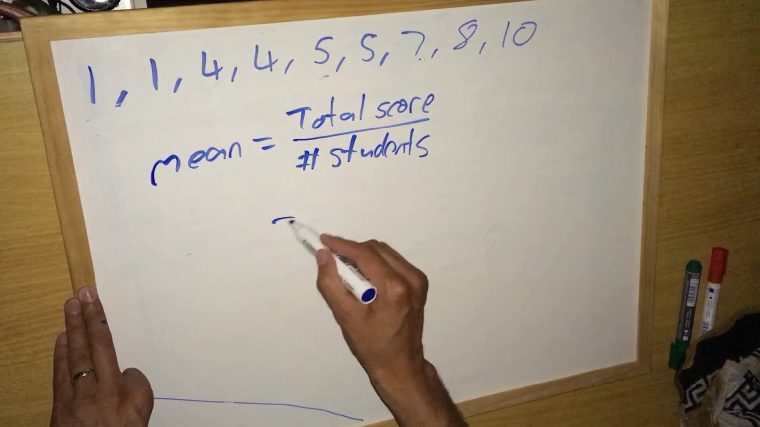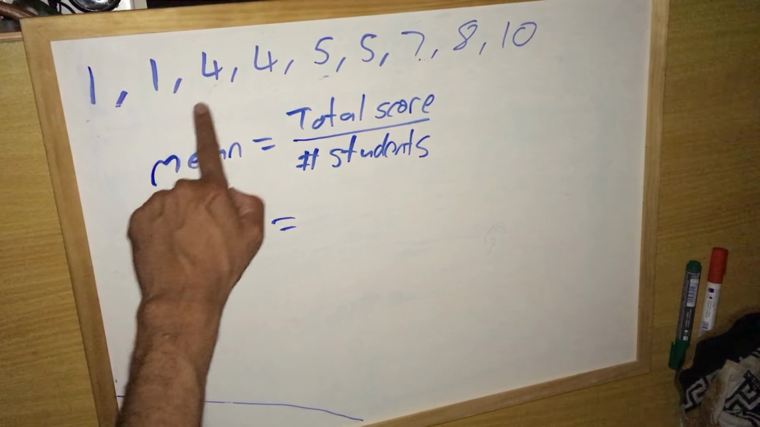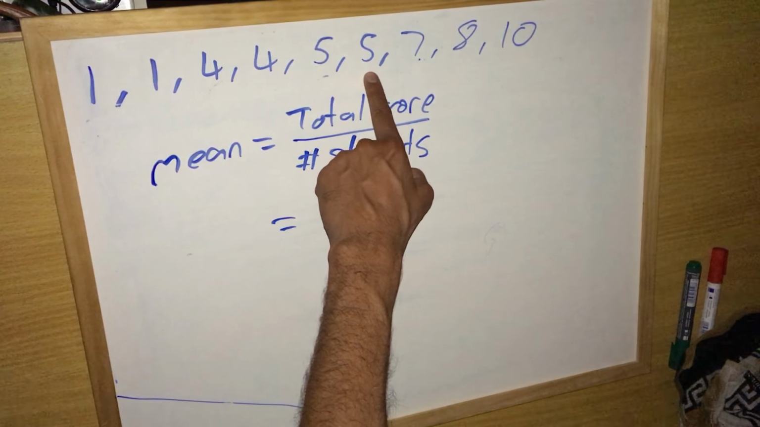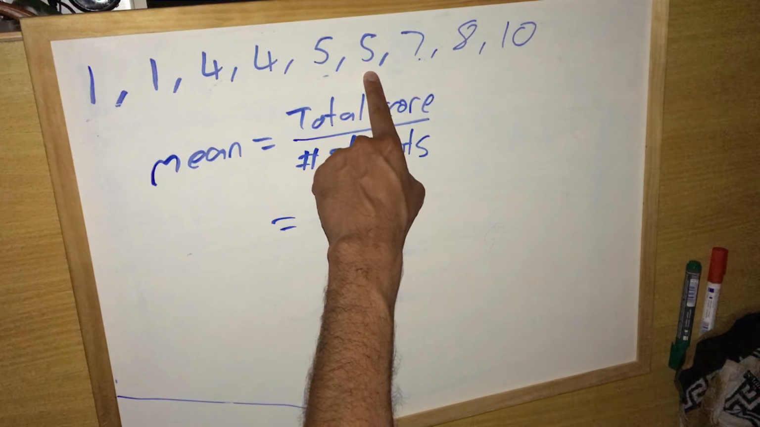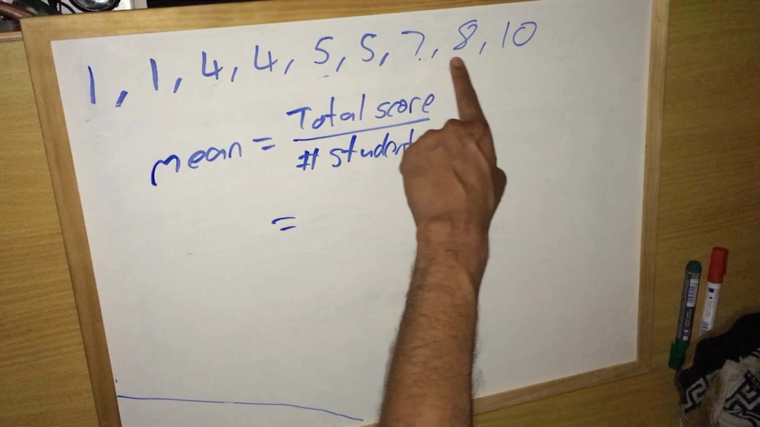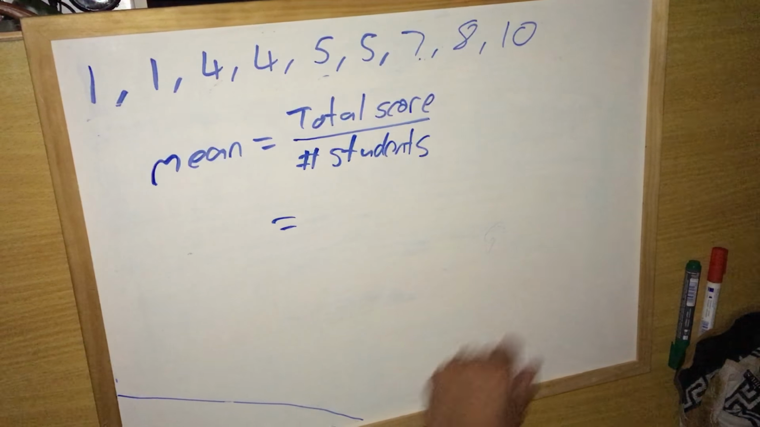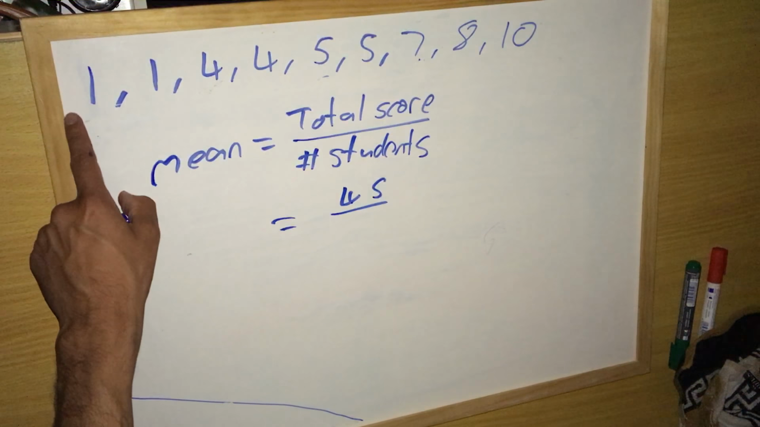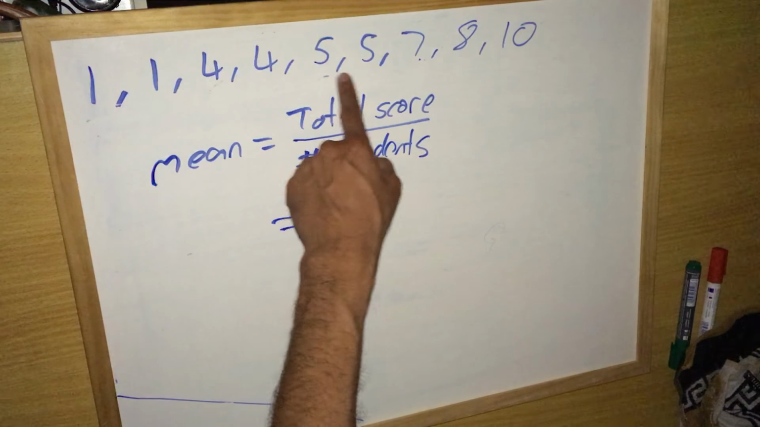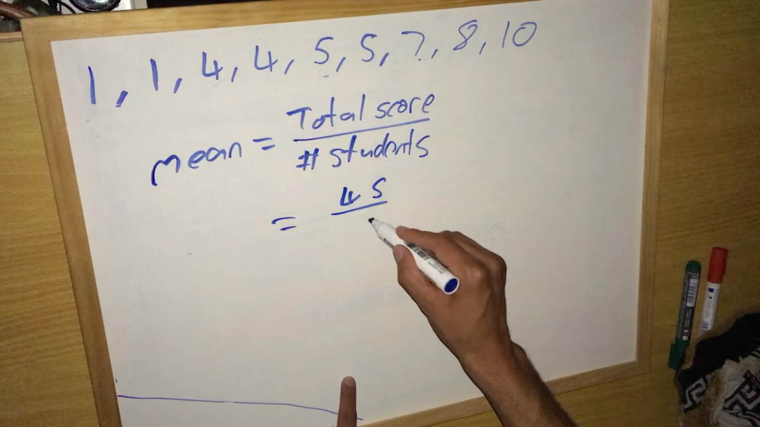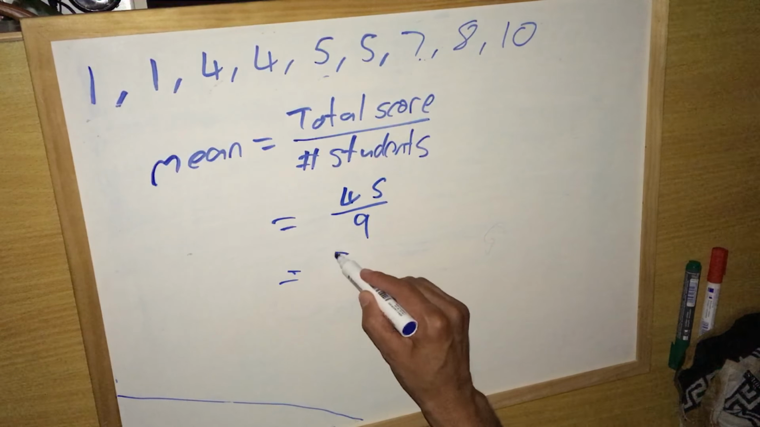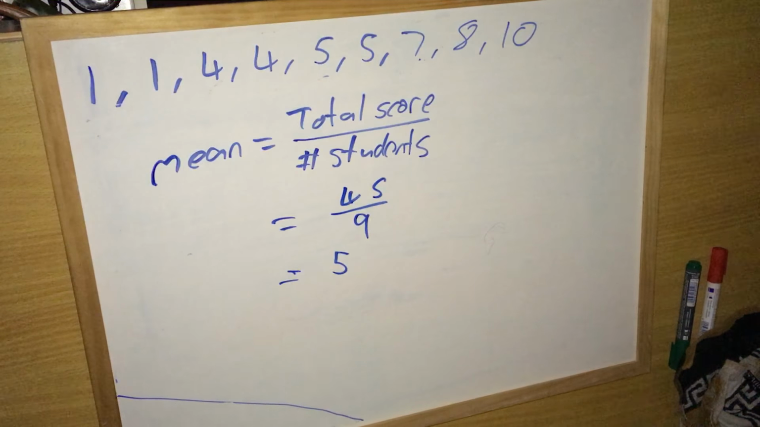So let's add up the total score. 1 plus 1 plus 4 plus 4 is 10, 15, 20, 27, 35, 45. And as I already said, we've got 9 students: 1, 2, 3, 4, 5, 6, 7, 8, 9. 45 divided by 9, pause it if you need to, is 5. So our mean is 5.